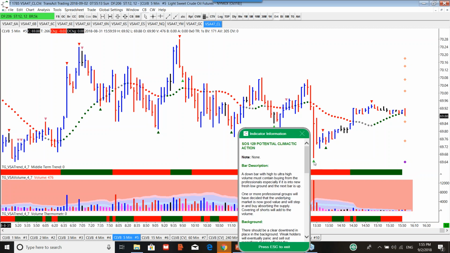And here we have one of our top bot signals. Sign of strength 129, potential climactic action. A down bar with high to ultra high volume must contain buying from the professionals, especially if it's into fresh, low ground and the next bar is up. Now, this is interesting in this indicator because the next bar didn't confirm it, which is why I want to use the example, because it stayed light green instead of solid green.